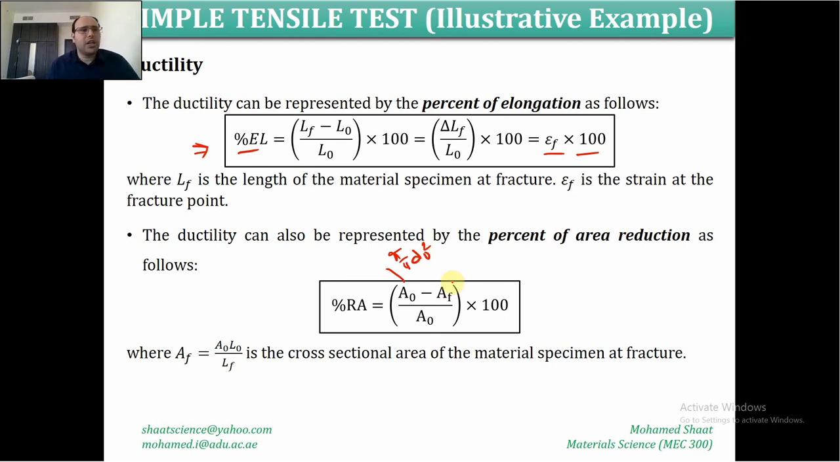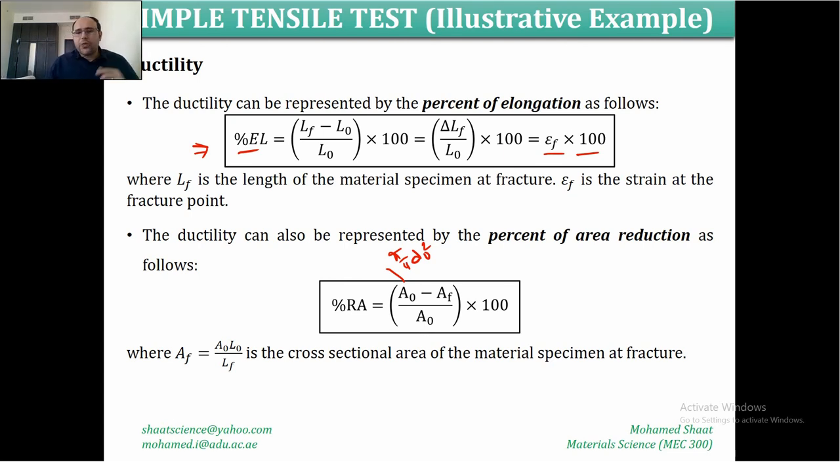But how about the final area? How much is the area at the last stage of the material, at the fracture point? Something that we should understand about this material sample is that the volume of the material before the test and after the test should be the same. Why? Because nothing has been lost from this material. The material is still the same. The only thing that we have done is stretch the material. So what does this mean? It means that the volume is preserved.